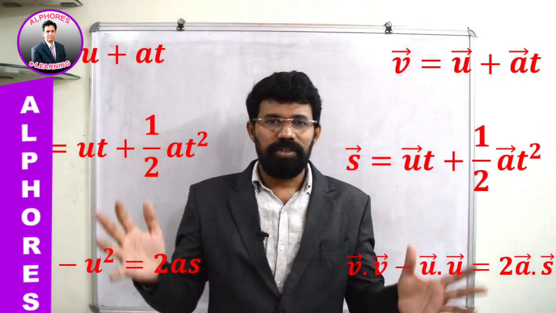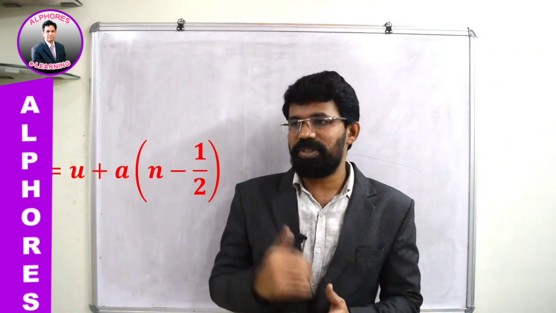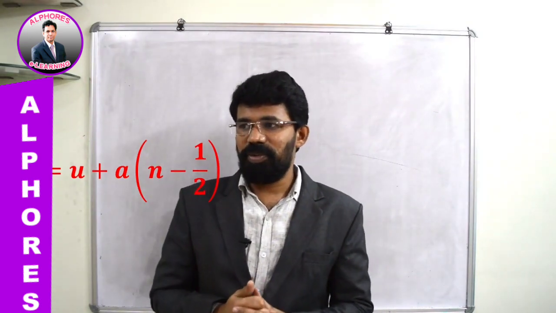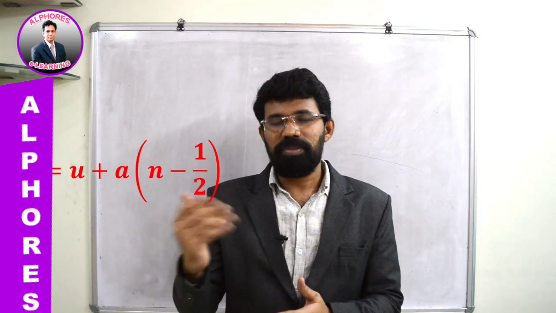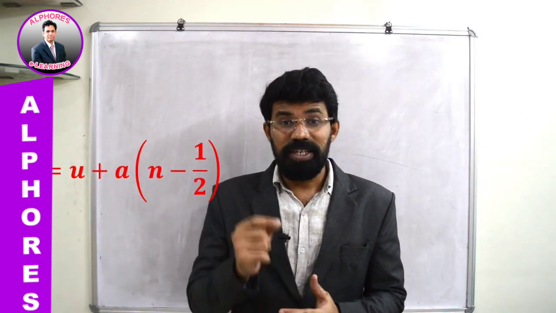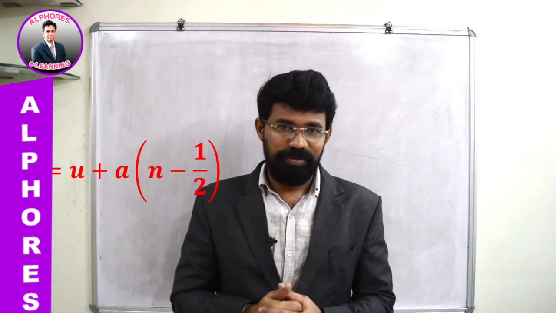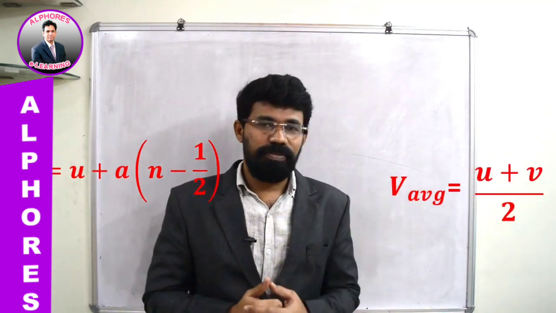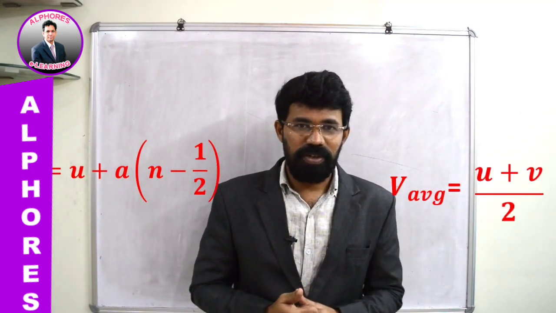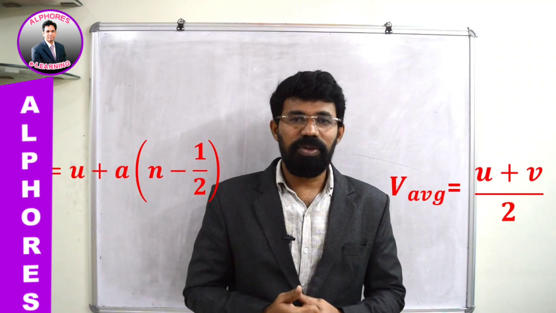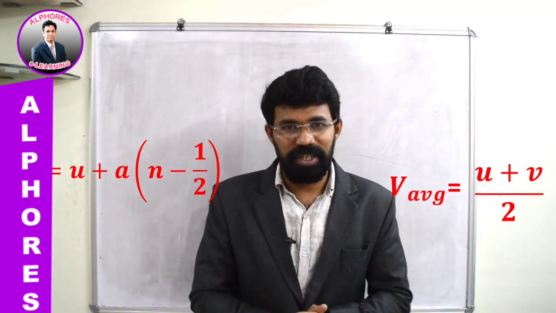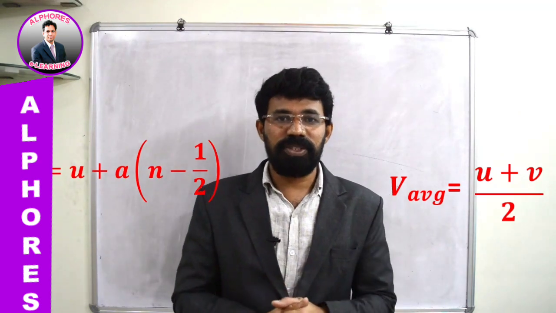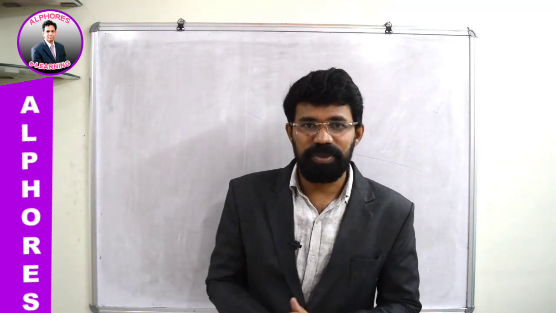So these are the equations, and additionally we have seen this equation also: Sn is equal to u plus a into n minus half, where Sn is the distance covered in nth second. The other equation is V average, average velocity, is equal to V plus u by 2. So these are the equations that we derived yesterday, and we'll try to solve a few problems based on these equations. Let us proceed.